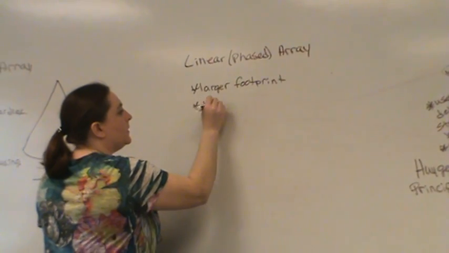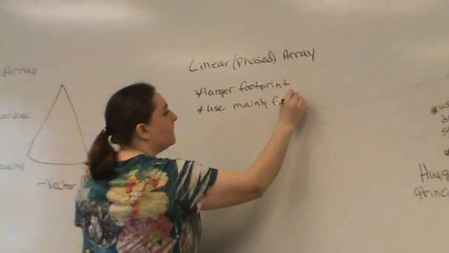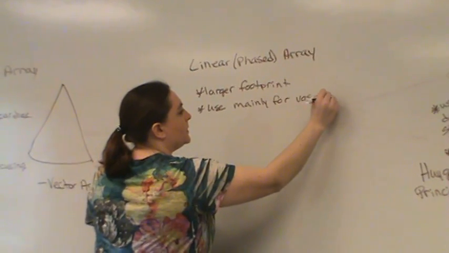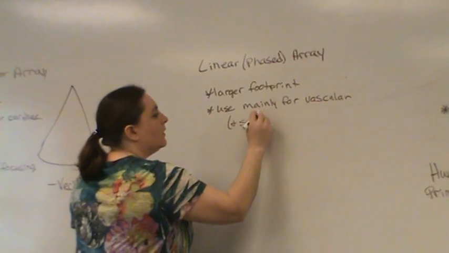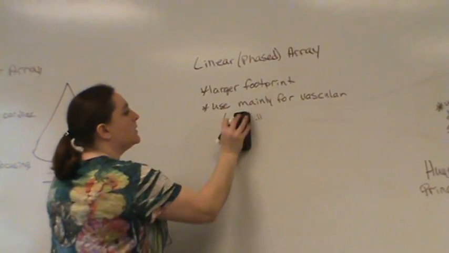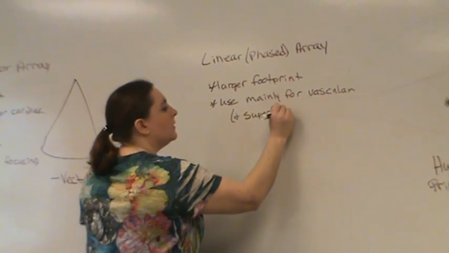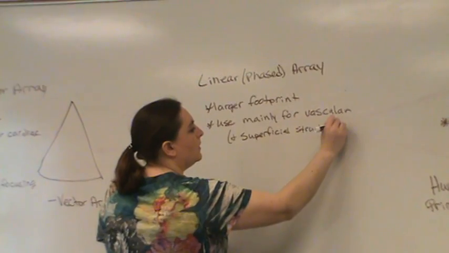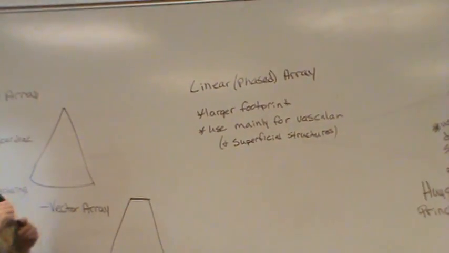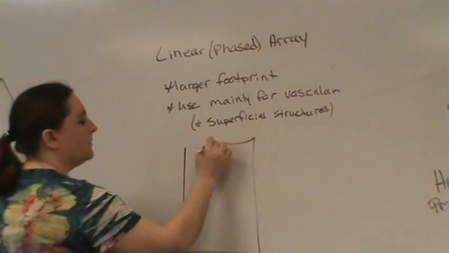And this is the one that we use in vascular, and let's call it superficial structures. So things like thyroid, breast, scrotum, that kind of thing. So this is the one that makes the rectangle shaped image.